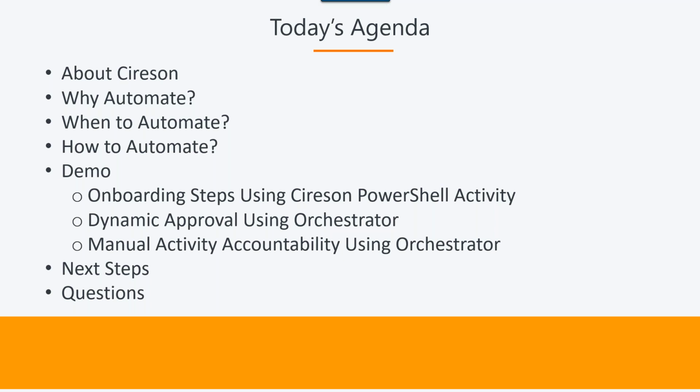And I'm going to try to get through the slideshow pretty quickly so we can have plenty of time for the demo. So I have 3 basic examples that I'm setting up for the demo. Onboarding steps using the Cyrusson PowerShell activity for automation, and then the other 2 will be using Orchestrator, and one is showing you a dynamic approval process, and the other is showing you accountability on manual activities, and I'll explain that in a few minutes on what that's supposed to be. After that, show you a couple of options for next steps, and then we'll have the Q&A.